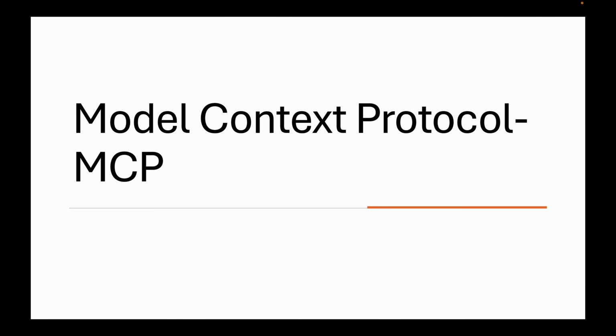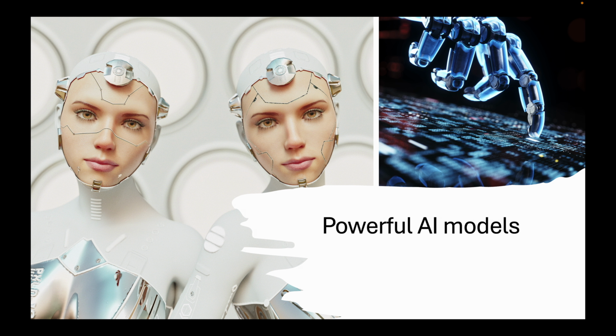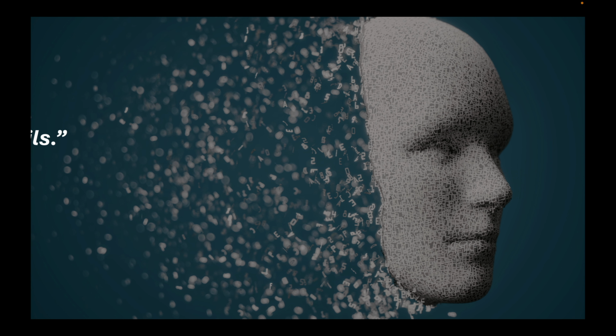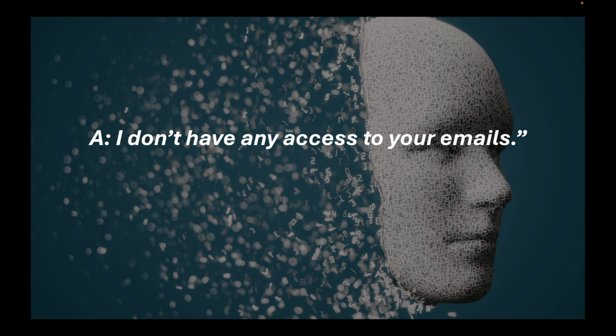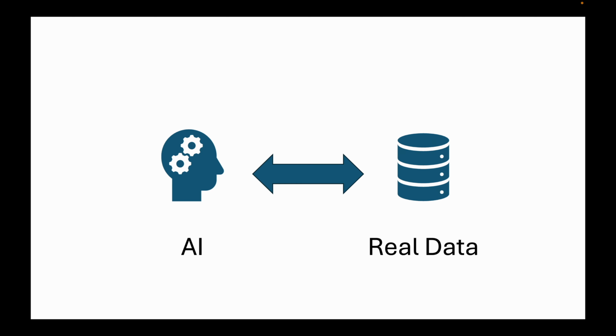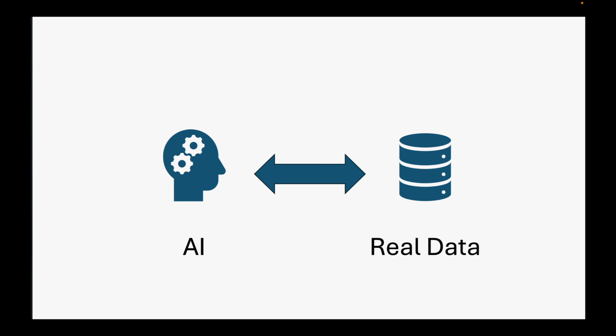Model Context Protocol. Let's imagine we are using a powerful AI model which can answer our complicated prompts. But if we ask, can you check my recent emails and summarize them? Then AI replies, I don't have any access to your emails. In this scenario, we feel AI is limited. Hence, in order to connect AI to real data, tools or systems, the role of Model Context Protocol or MCP comes in. Now, let's understand what actually MCP is.